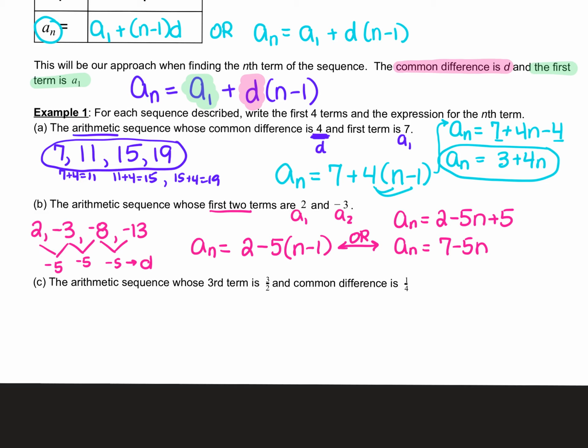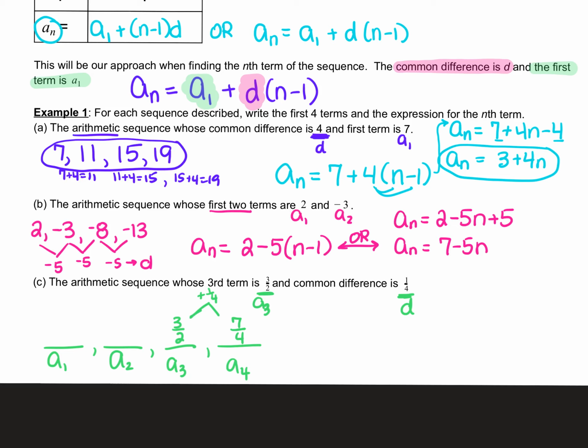All right, so this one gets a little interesting. This time we're going to talk about the third term, and then the common difference is 1/4. So this time what we know is, we don't know A1, we don't know A2, but we know A3. We know A3 is 3/2. And then we don't know A4. But what else we know is that the common difference is 1/4, which means I have to add 1/4 if I'm going forward, which ends up giving us 7/4.